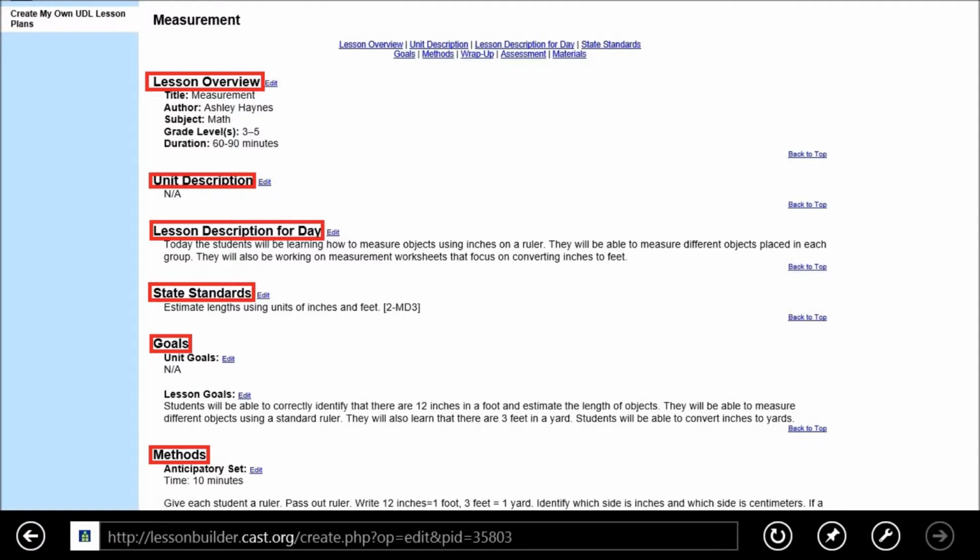Today's lesson is entitled Measurement. This lesson deals with math, and it is relevant for grade levels 3rd through 5th grade. The duration of this lesson is 60 to 90 minutes. The description of this lesson is that students will be learning how to measure objects using inches on a ruler.